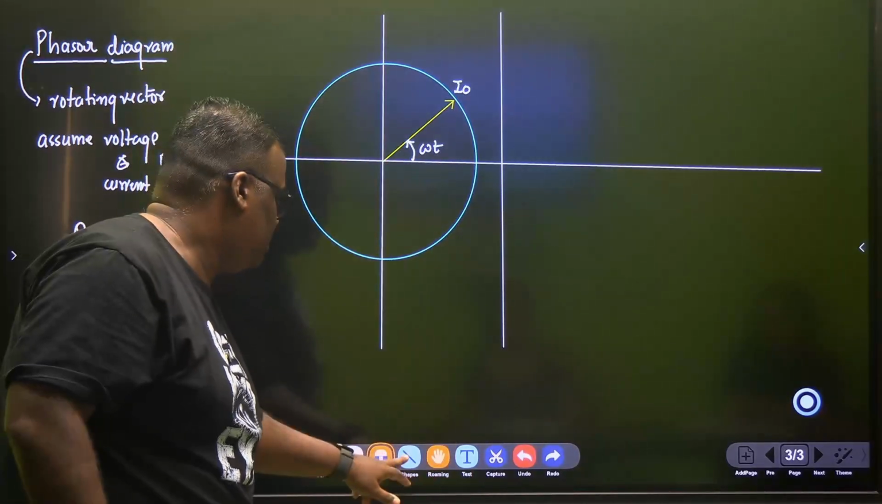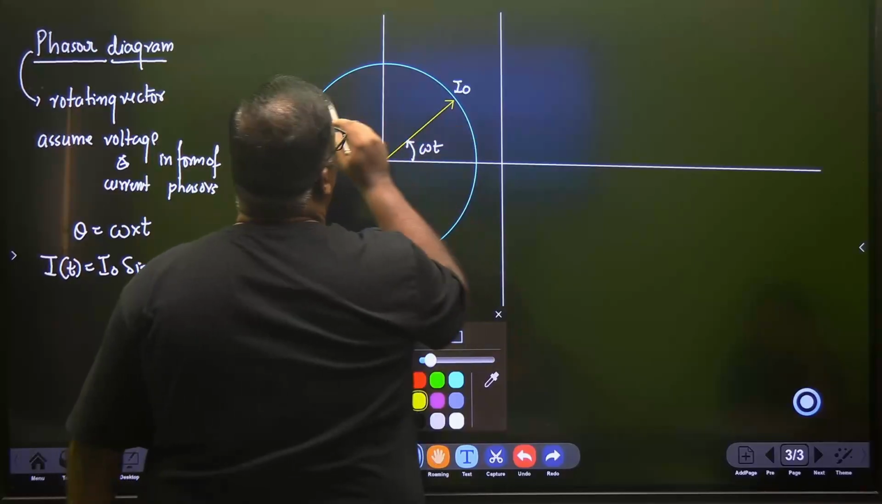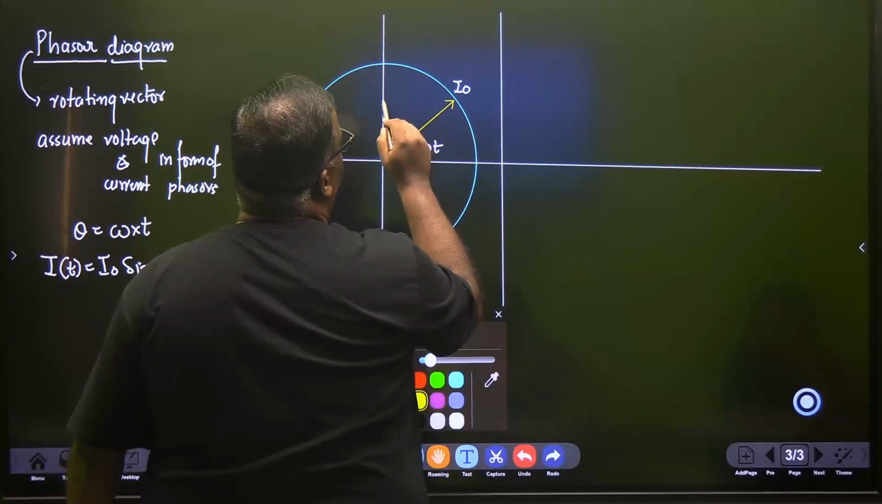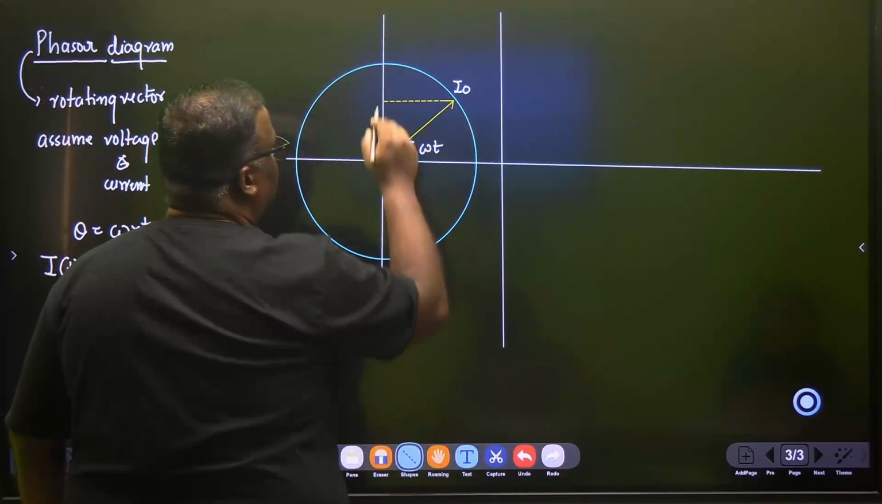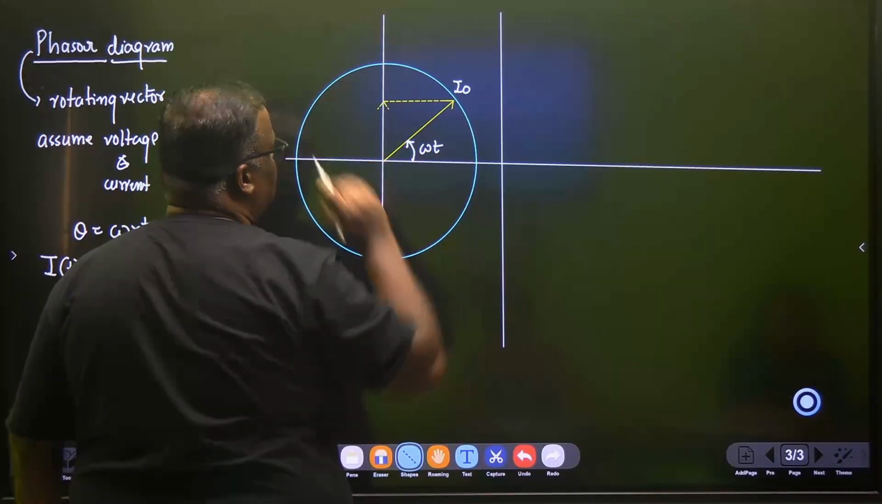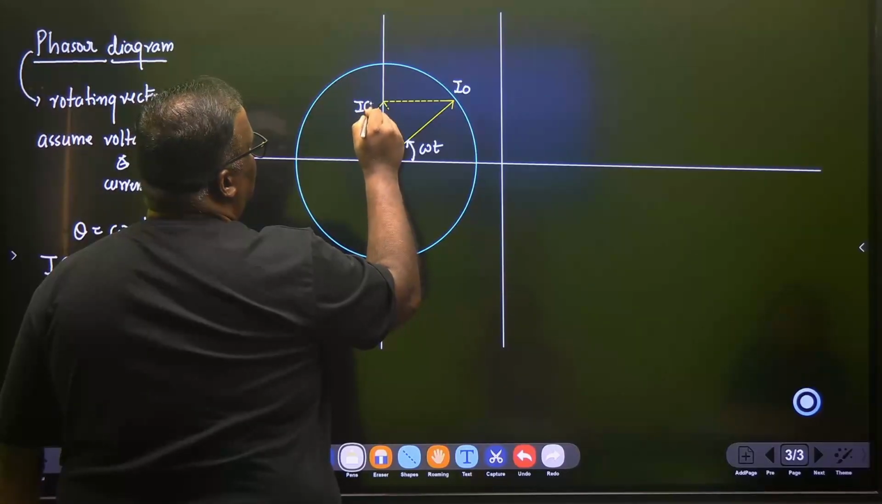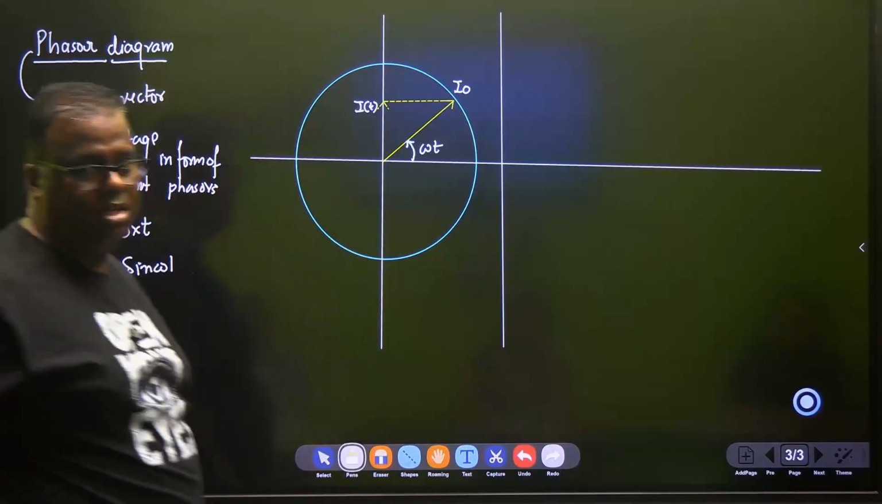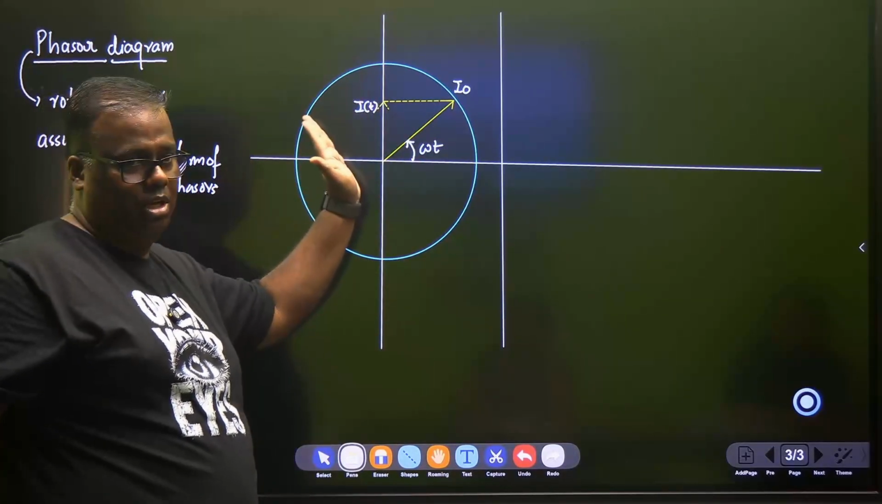Okay? So let's take the vertical projection of this. Don't panic, don't take tension. So let's take the vertical projection, right? And then what is this? This is I at t. I naught is a fixed value. Do you agree? So I naught is the radius of the circle.